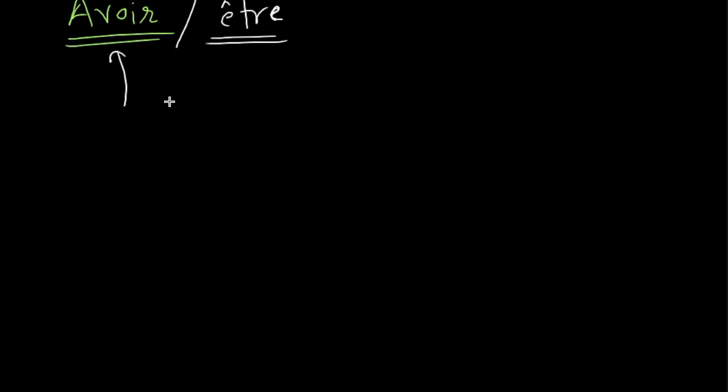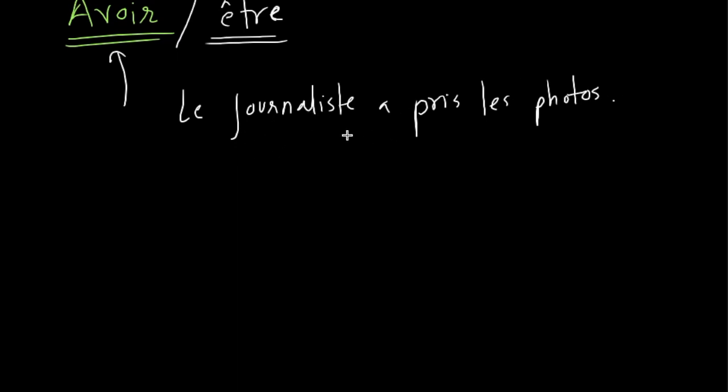One we know already: the journalist took the photos. Now, what's the direct object here? Les photos. Nice. This is the direct object. If I want to replace this with a direct object pronoun, what pronoun will I use? Les, before the verb.